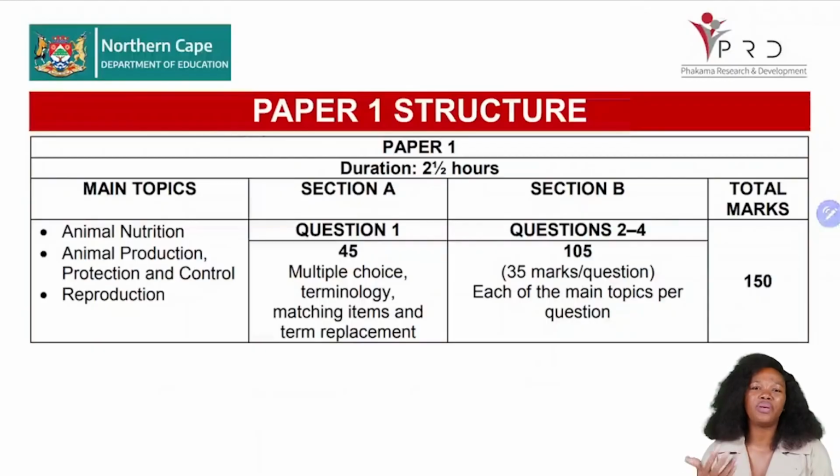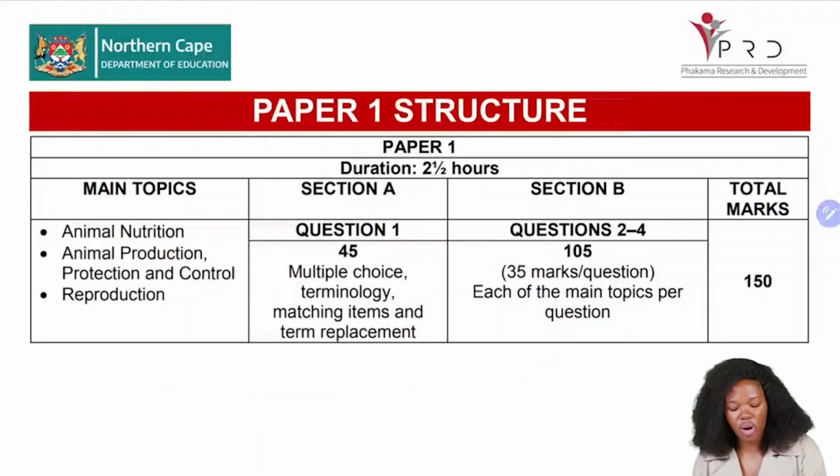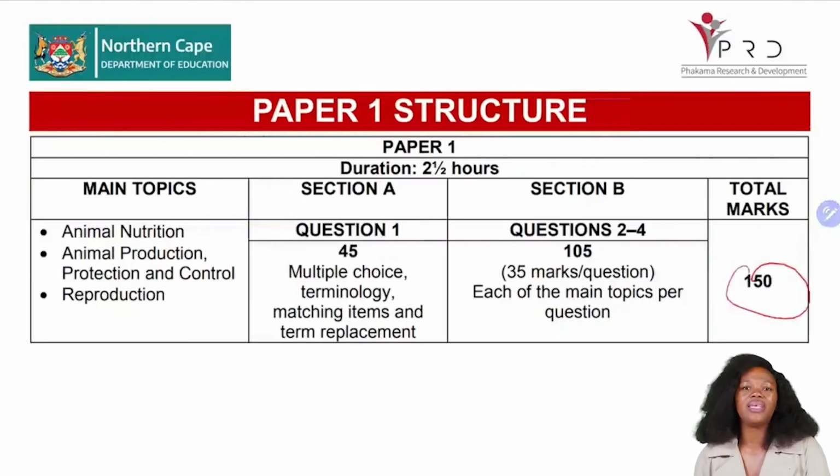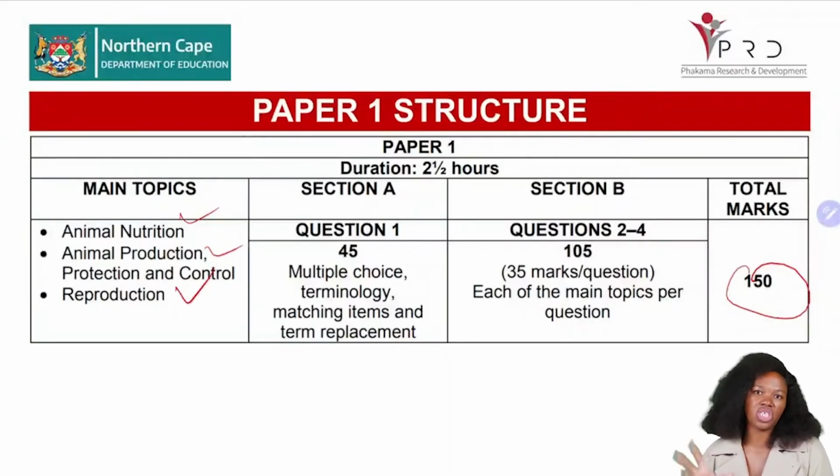But before we begin with our lesson on animal production, let's look at our paper 1 structure. Remember, you'll be writing out of 150, and these are the topics that will be included. Firstly, animal nutrition, that is your question 2, right? Animal production, protection and control, as well as animal reproduction.